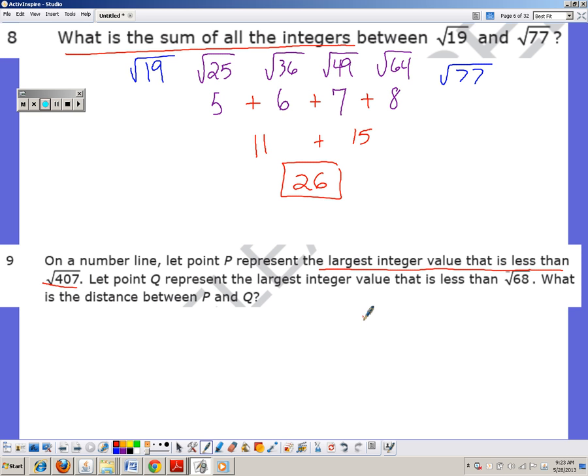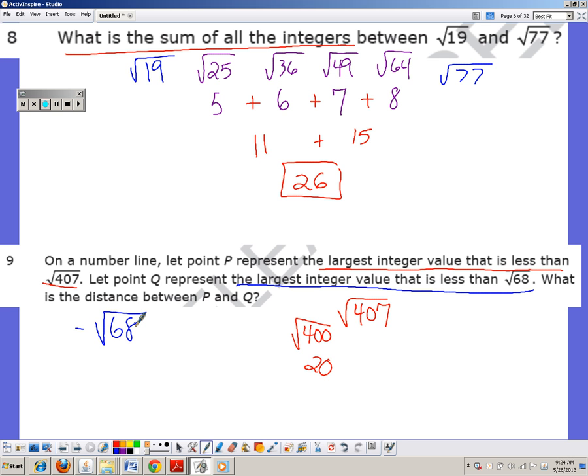Okay? Well, the square root of 407, again, 407 is not a perfect square. The perfect square that's less than 407 is square root of 400, which equals 20. 20 times 20 is 400. Now we're going to move on to this negative value. We want it to be the largest integer less than negative square root of 68. Okay?